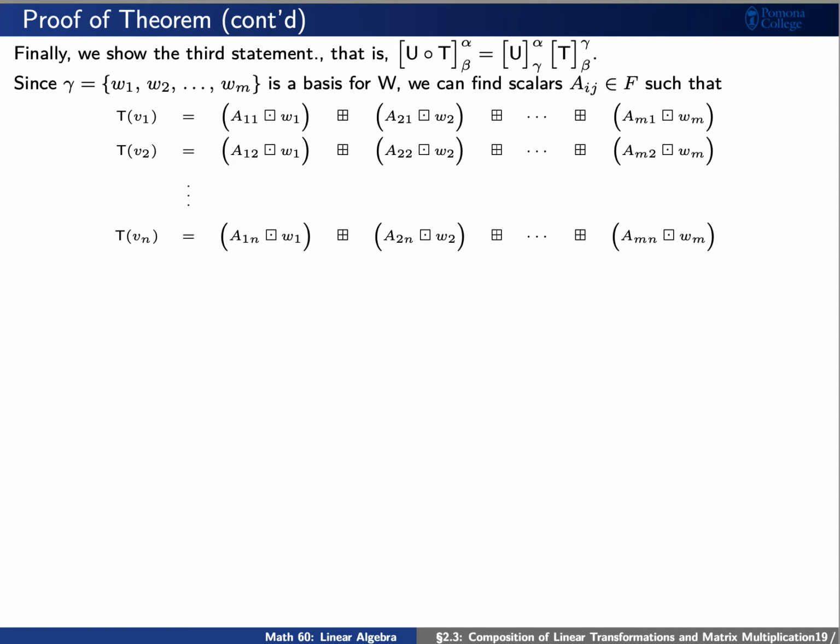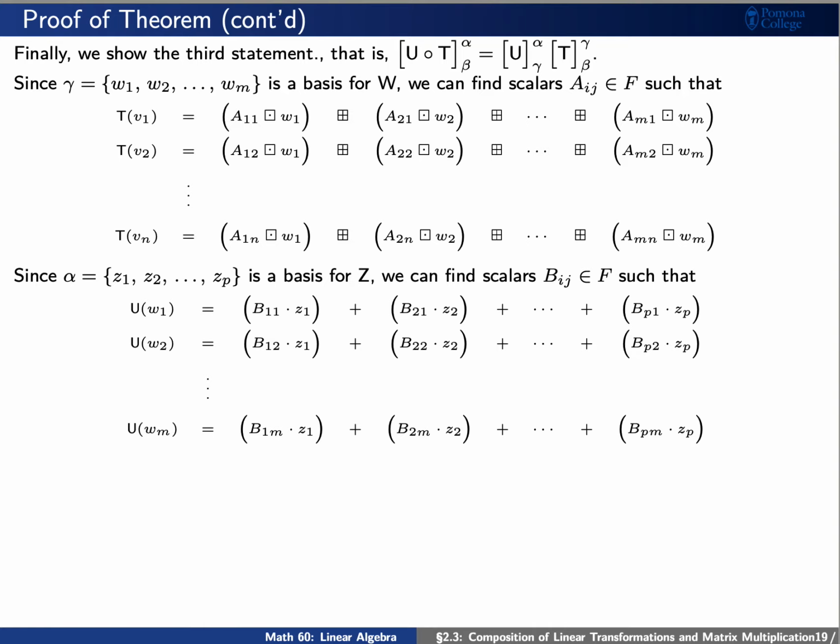Since gamma here is a basis for W, and recall that beta is a basis for V, remember that we can apply T to each of the basis elements in beta and express that as a linear combination of the basis elements in W. This means that we can find scalars Aij such that you have what you see here on your screen.